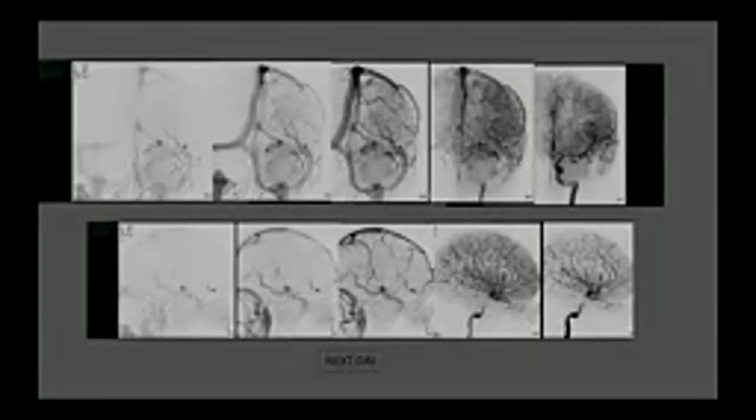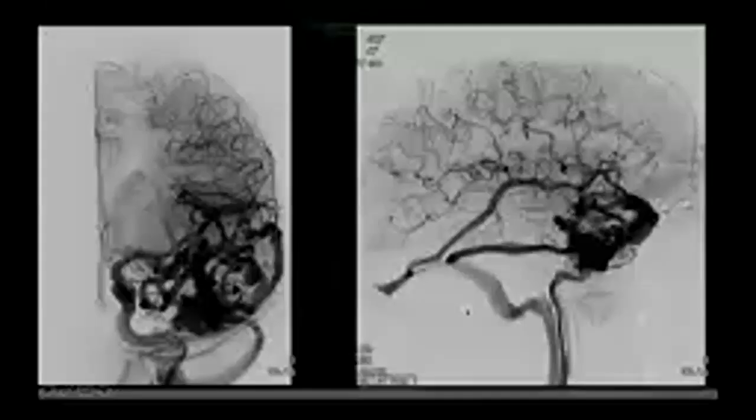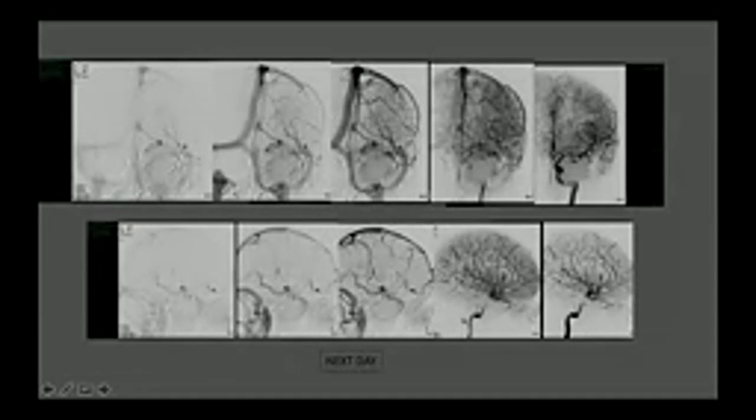In this case, we decided to leave it because there is no early venous filling. We can control the blood flow. And this is immediately after. And this is one day later. You can see that reduction of the perineidal vessels again.